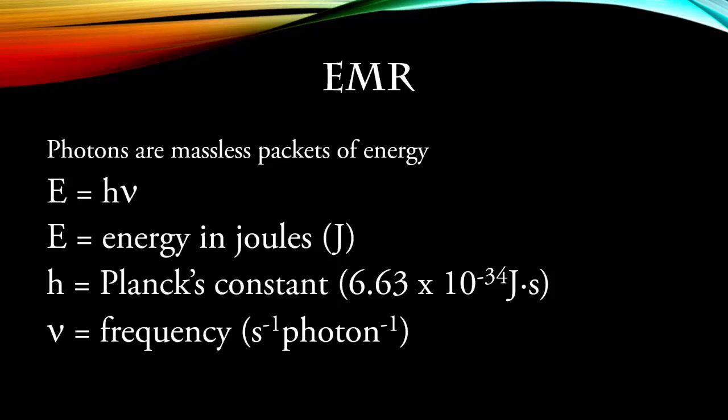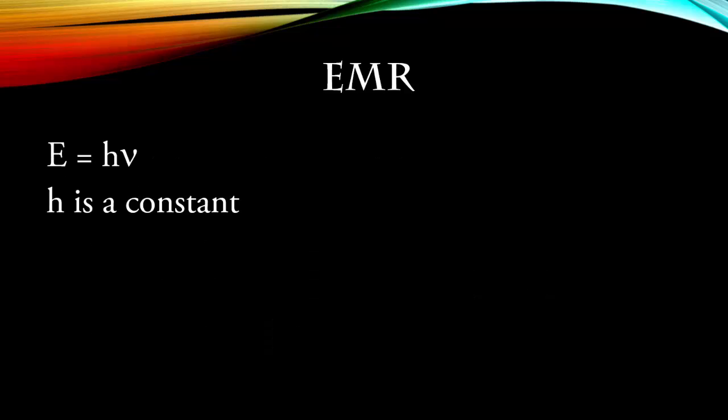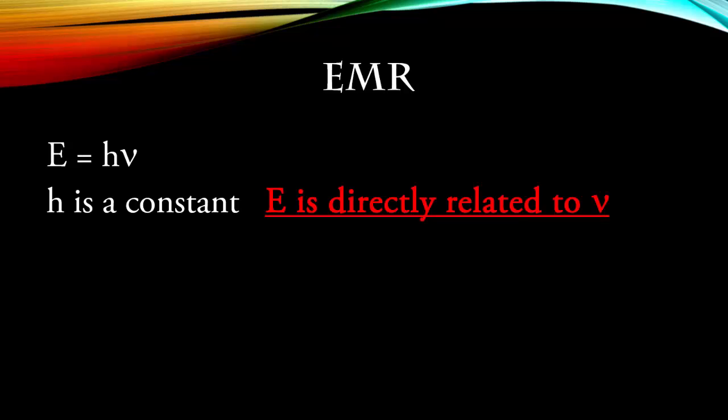And nu is the frequency, and once again the unit is seconds to the minus 1, photon to the minus 1. The equation calculates the energy of one photon. Now, h is a constant. It never changes, so I believe you can understand that that means that E is directly related to nu. Energy and frequency are directly related. If the energy goes up, the frequency goes up. If the frequency goes up, the energy goes up. Conversely, the energy goes down when the frequency goes down. The frequency goes down when the energy goes down.